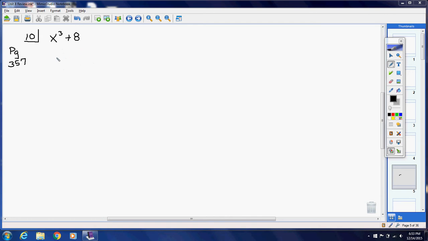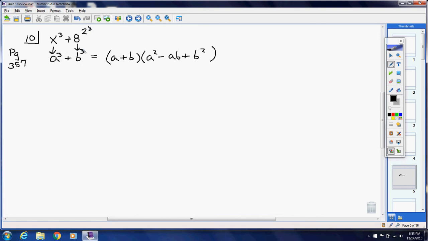We are told that the sum of cubes can be written as a cubed plus b cubed equals a plus b times a squared minus ab plus b squared. So I guess we need to know what a and b are. We relate this x to that and this 8 to that. Well, 8 is 2 cubed, so we need to recognize that the cube root of 8 is 2, and so a equals x here, and b would equal 2.